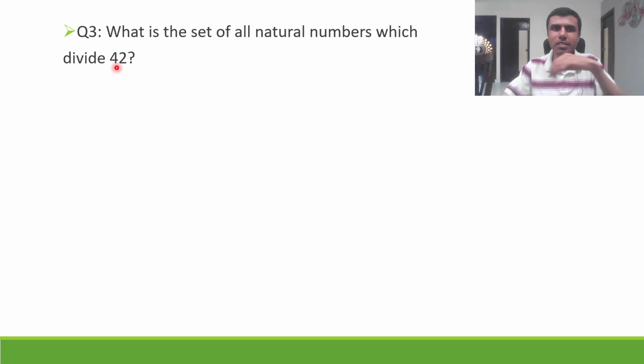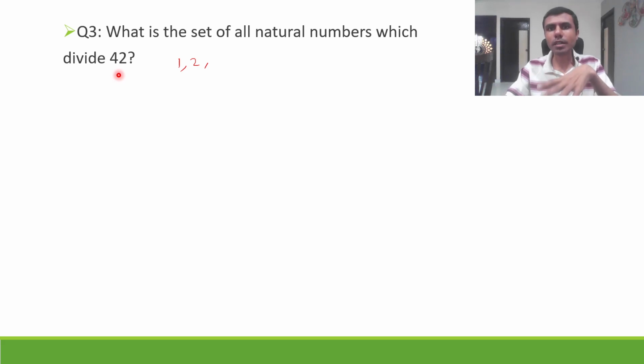What is the set of all natural numbers which divide 42? Pause the video and think. 42 is divisible by which natural numbers? Obviously 1 divides every number, so 1 is going to come. 42 is an even number, so 2, yes. Is 42 divisible by 3?